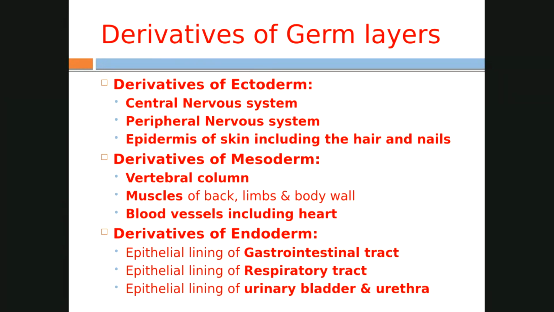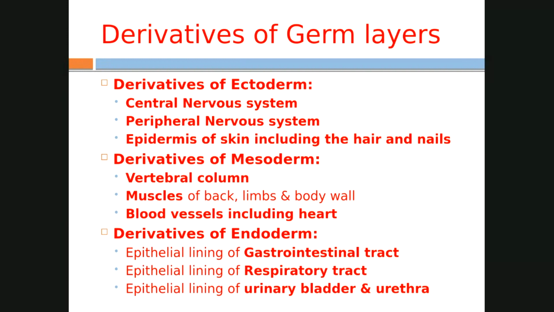Nervous system, central nervous system, peripheral nervous system, and epidermis of the skin, and the hair and the nail. These are the structures which come from the ectoderm. So ectoderm gives rise to the central nervous system, peripheral nervous system, and epidermis of the skin, which includes the hair and the nail also. These are the derivatives of ectoderm.